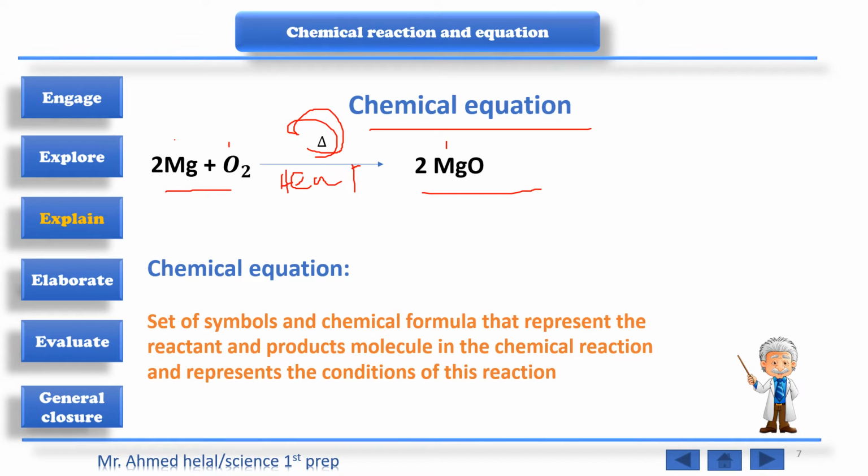So again, chemical equation: a set of symbols. Mg is a symbol and O is a symbol, and the chemical formula is like MgO. This is a chemical formula that represents the reactants on the left, and the products on the right, molecules in the chemical reaction, and represents the condition or the conditions of the reaction. Like here we have heat as a condition of this reaction.